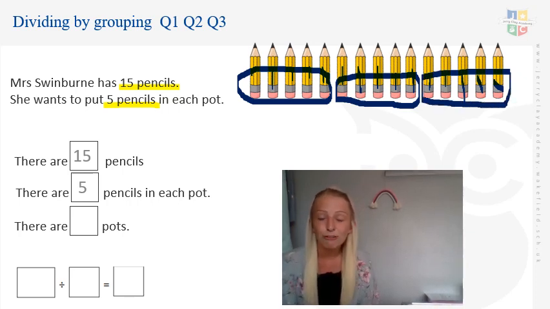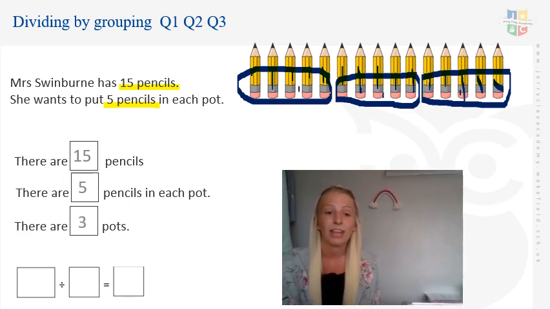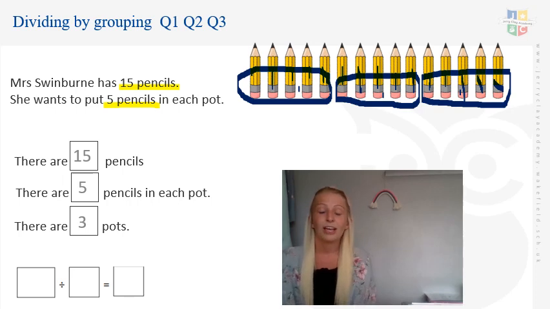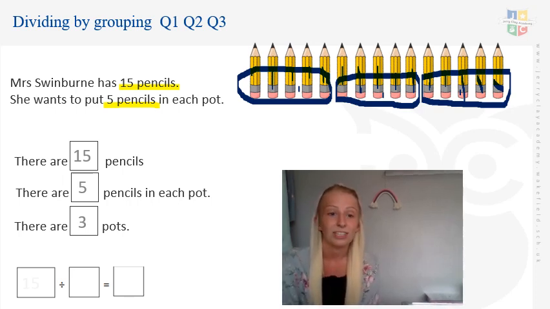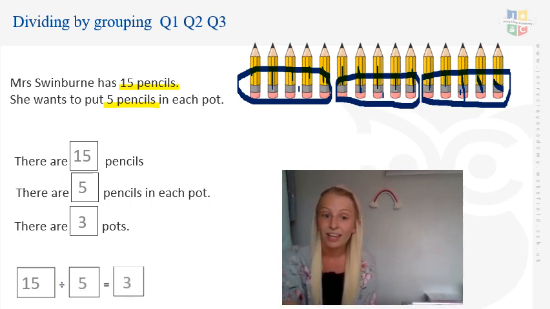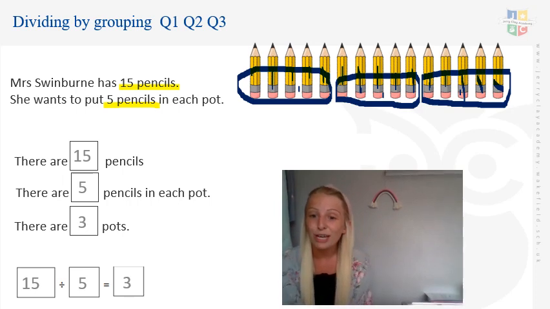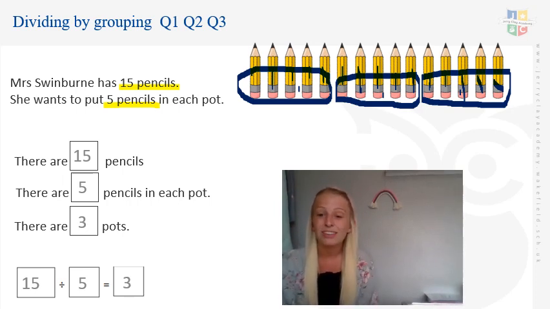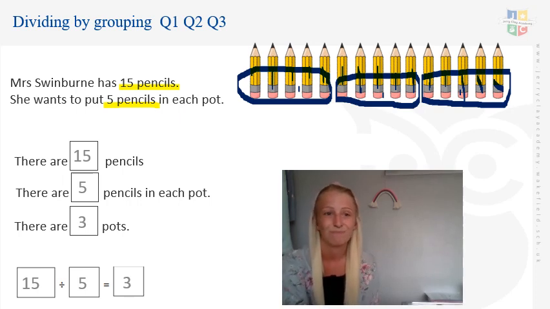Now I can see how many groups I've got. I've got 1 group, 2 groups, 3 groups. So there are 3 pots. So let's have a look at our number sentence. There were 15 pencils. We divided them and put them into groups of 5, and it equals 3 pots. Well done, Year 2. See if you can pause the video now and have a go at questions 1, 2 and 3.